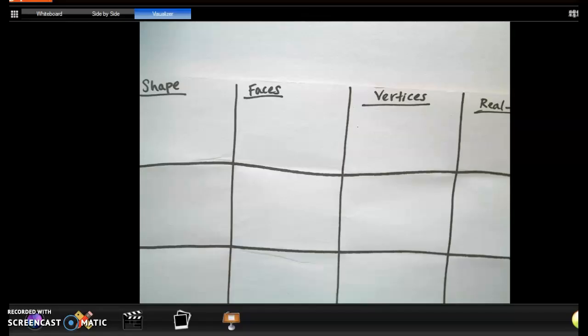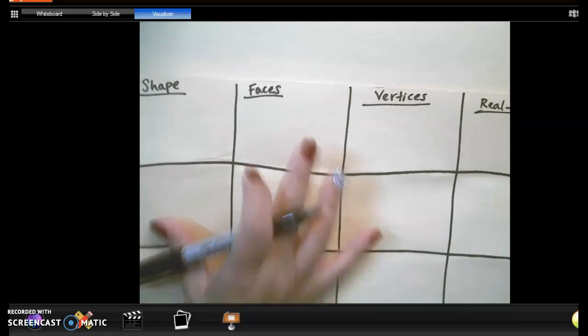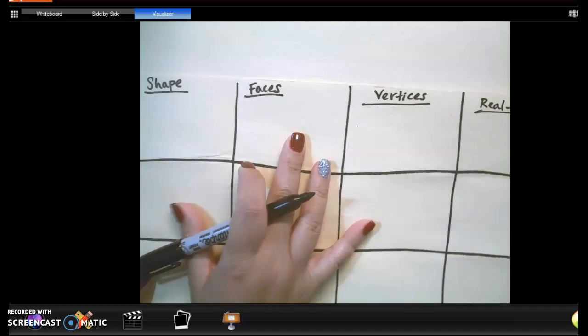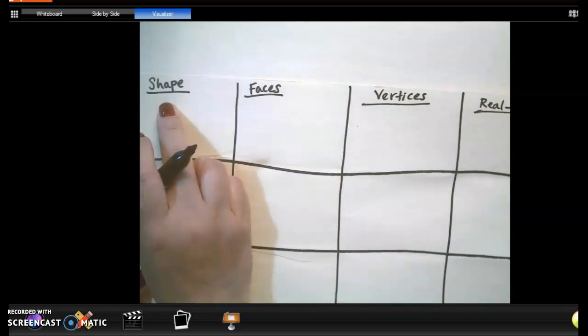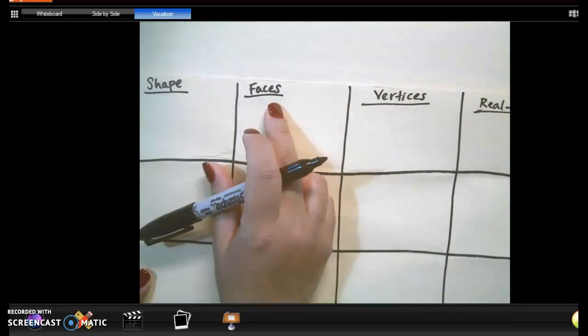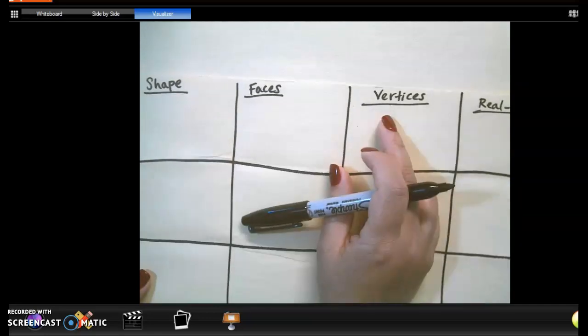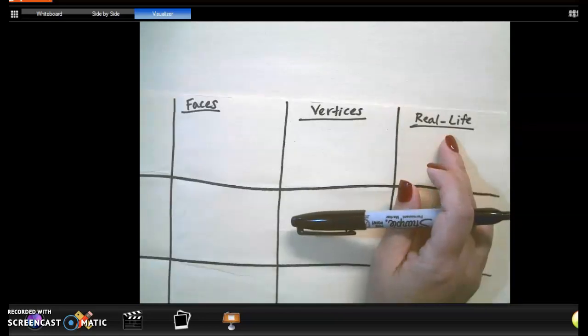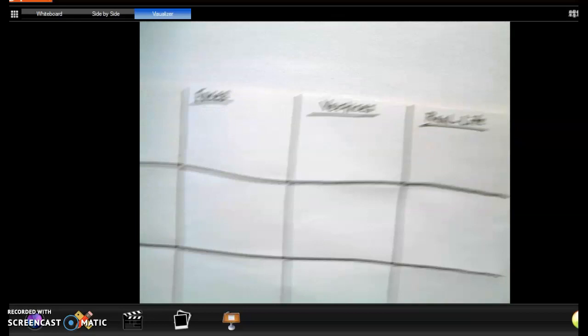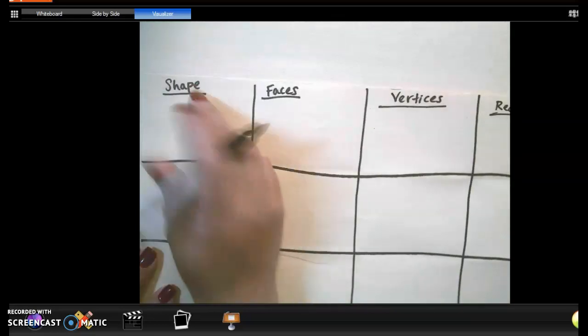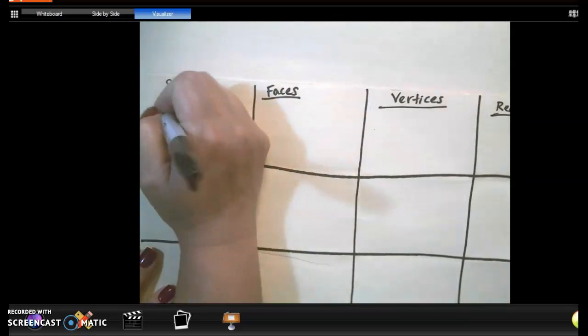So this week we're going to learn about the 3D shapes and we're going to fill out this paper like we did for the 2D shapes. We're going to identify its name, the shape name, how many faces does it have, and I'll tell you a little bit more about that in a minute. How many vertices does the 3D shape have, and what things around us, what things in real life look like that shape. Alright? So the shape we're going to start out with today is the sphere.